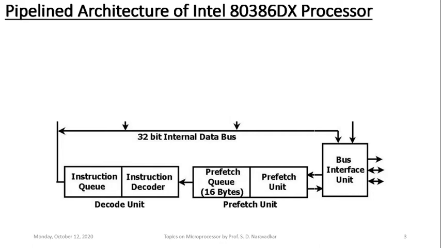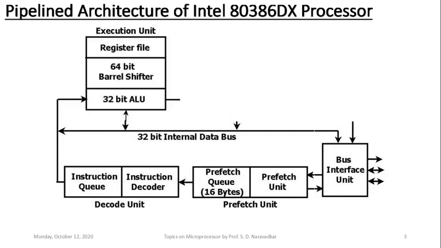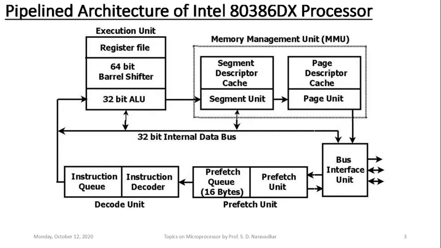After the decode unit, just above you will find the execution unit, the fourth unit of that pipeline structure. This execution unit contains a 32-bit ALU, then a 64-bit barrel shifter and a general purpose register file. On the right side of that execution unit, there is a common memory management unit, MMU.